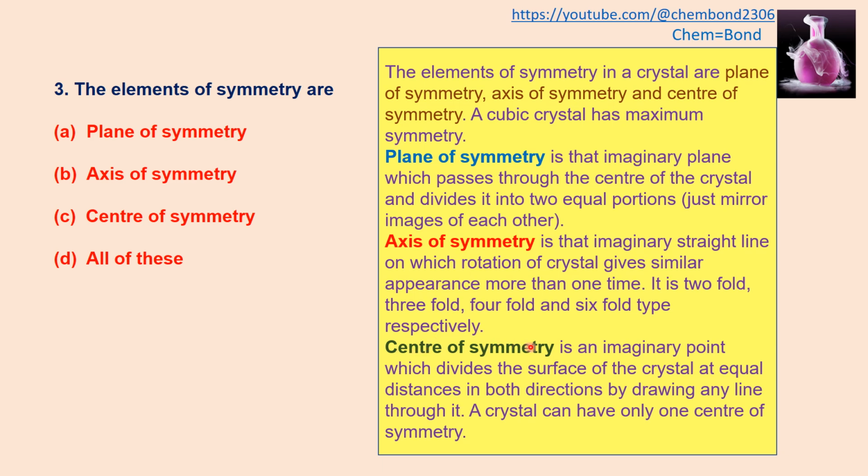Center of symmetry is the imaginary point which divides the surface of the crystal at equal distance in both directions by drawing any line through it. A crystal can have only one center of symmetry. It is that point from which all the atoms present at the surface are at equal distance, and that is known as the center of symmetry. So the elements of symmetry include all of these.